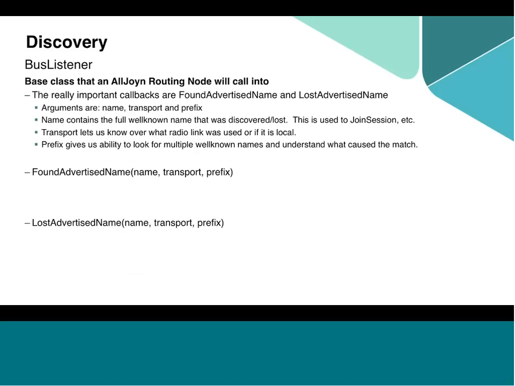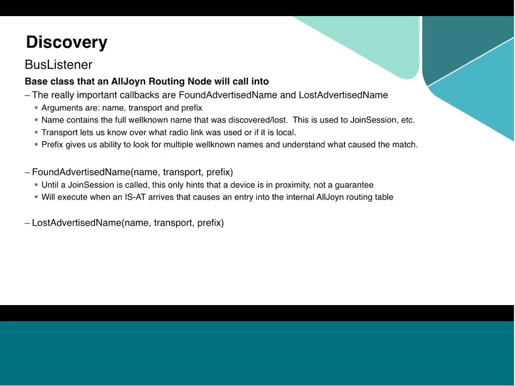And this gives you the information. Here is the service that you're looking for. This is the prefix that was used to match it. And here is the transport that it was discovered on. So I would find out, I found this interesting piece over Bluetooth, or I found this over Wi-Fi, or I found it over local communication because there's another app on the device. So each of these different pieces will give you all the information you need to then tell AllJoyn to start to connect.